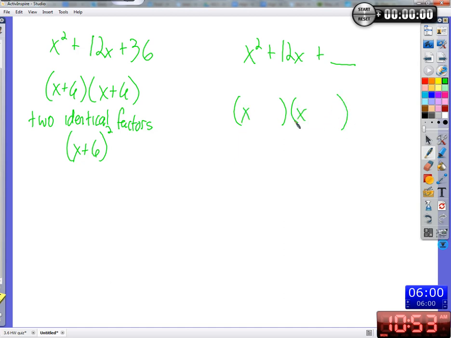Well, we know this is going to be x and x. Now keep in mind, we know one thing: these factors are going to be identical. There's also one other thing we know about what these numbers need to do by what we've been given here. They should add to 12. So two identical numbers that add to 12. They have to add to 12, and they have to be identical. These two conditions. When we say two identical numbers that add to 12, we're just really defining half. So it's got to be x plus 6 times x plus 6. Is there any other way for it to be identical and add to 12?